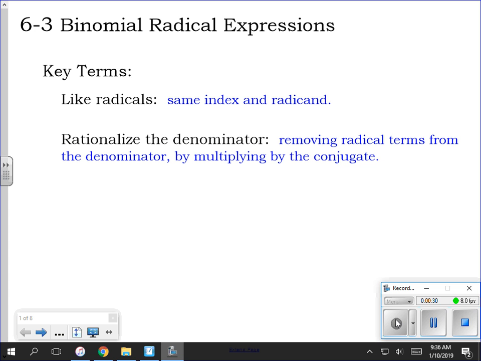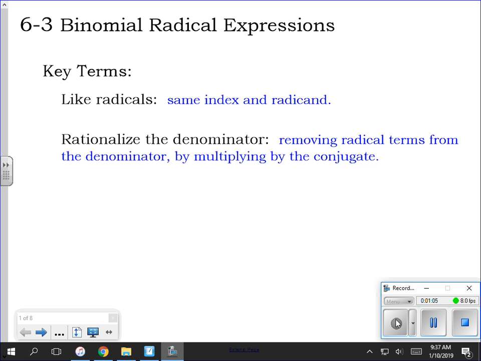Like radicals have the same index and the same radicand. So the square root of 2 is like the square root of 2 is like the square root of 2. But the square root of 2 and square root of 3 are not like radicals, because although they're both square roots, 2 and 3 are not the same radicand. And when you have, let's say, the cube root of 2 and the square root of 2, they are not like radicals, because even though the radicand's the same, the index is not.